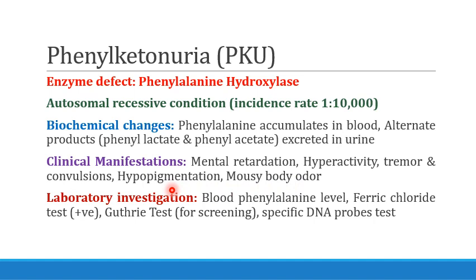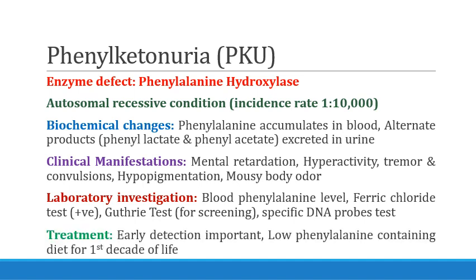Laboratory investigations: blood phenylalanine level has to be measured, which is normally 1 milligram per deciliter. Then the ferric chloride test is positive. We perform Guthrie's test for screening purposes, and a specific DNA probe test to detect the specific enzyme absence. Treatment: early detection is very important for the patient with PKU, and he or she has to be given a low phenylalanine diet at least for the first decade of life.